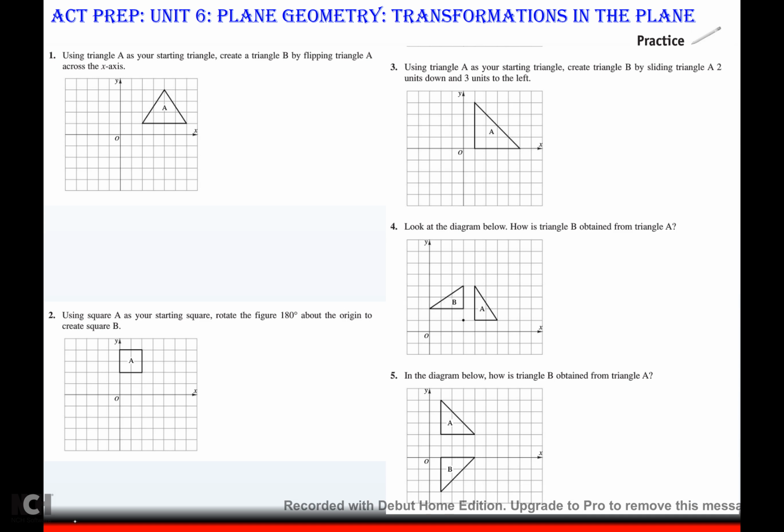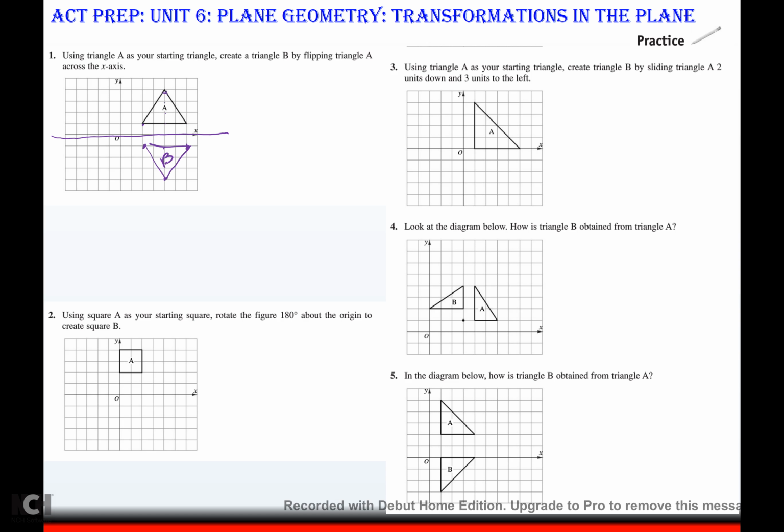So a little bit of practice here. Number 1 says, using triangle A as your starting triangle, create a triangle B by flipping triangle A across the x-axis. So if I'm flipping over x, this is 1 unit above, so flipping over would be 1 unit below. And that'd be 1 unit below here. And this point would flip down here. Well, it's got a height of 3, so 1, 2, 3 here.